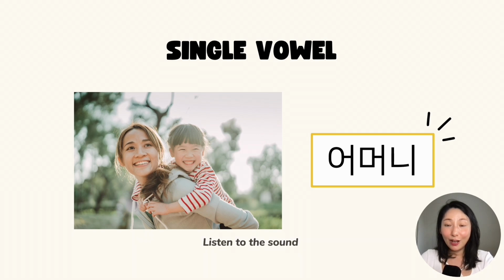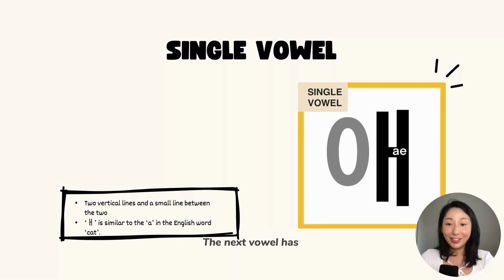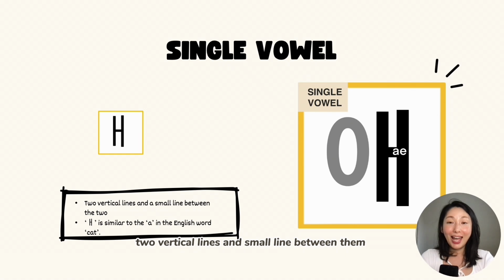Listen to the sound. 어머니, 어머니, 어머니. 어머니 means a mother. The next vowel has two vertical lines and small line between them.